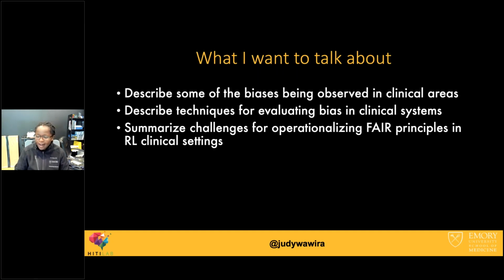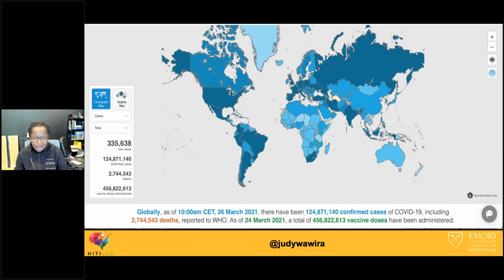What I'm going to talk about is, first, to show you and describe some of the biases being observed in some clinical areas; second, to summarize some techniques for evaluating bias in these clinical systems; and then to summarize some of the challenges for operationalizing FAIR principles in real life. Honestly, this is just going to be machine learning and what humbles you when it comes to thinking about real life application.